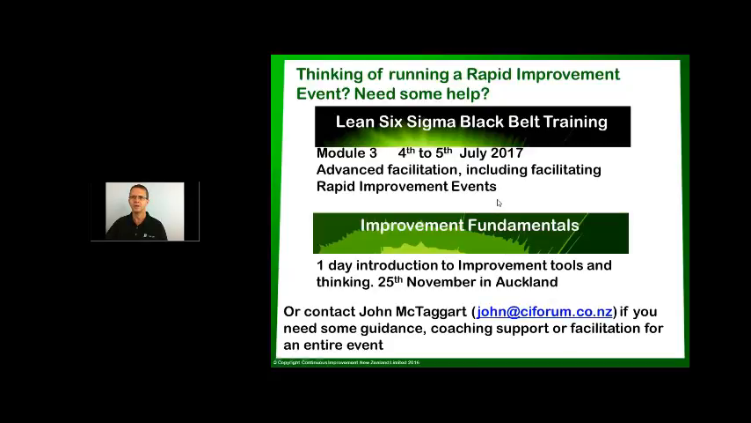So if you're thinking of running a rapid improvement event and you need some help, one thing you might consider is the Lean Six Sigma Black Belt training. Now the Black Belt training is 10 days' worth of training with 5 2-day modules, with Green Belt training as a prerequisite. But you also have the option of just attending 1 or 2 or 3 of the modules.